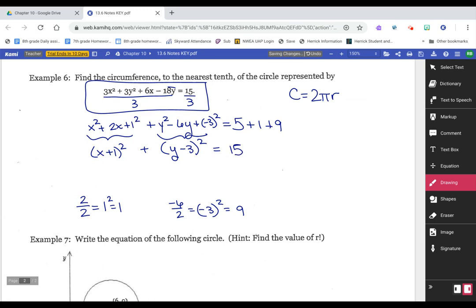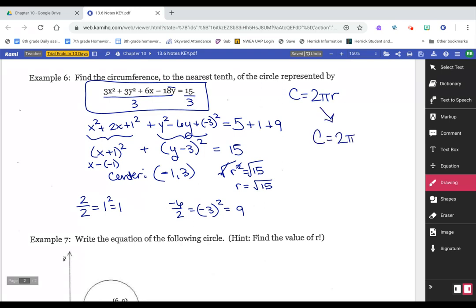So, great. The center, which they're not asking for, but let's just write it. The center would be at negative 1, 3, because realize this is x minus negative 1 if it was x plus 1. So we have negative 1, 3 for the center, and then r squared is equal to 15, which means our radius would be the square root of 15, because you take the square root of both sides to get r alone. All right, so let's plug that into the circumference formula. Circumference equals 2 pi times the square root of 15. So the exact answer would be that.